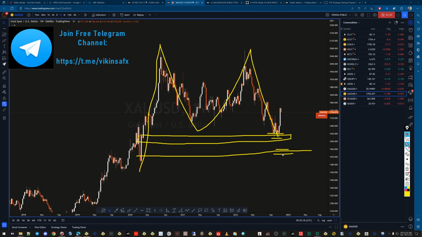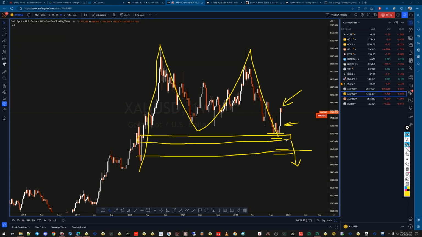So the M pattern will complete around here. In fact, it can go beyond this. Why? Because now we have got a very bullish movement, which means that the market has already eaten up a lot of bullish orders here, which means that gold can still fall further down. But we trade what we see.